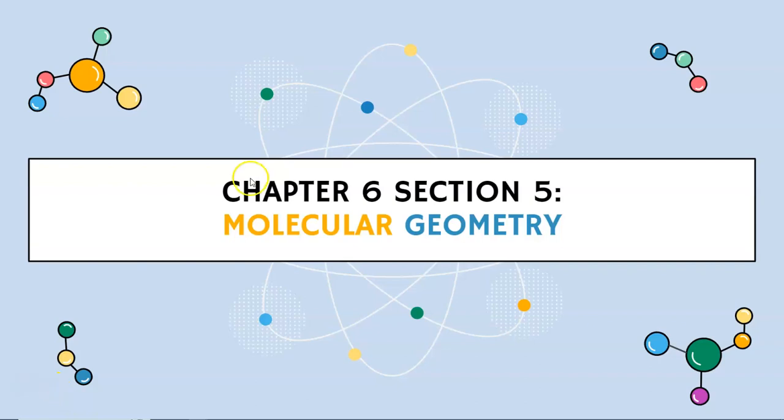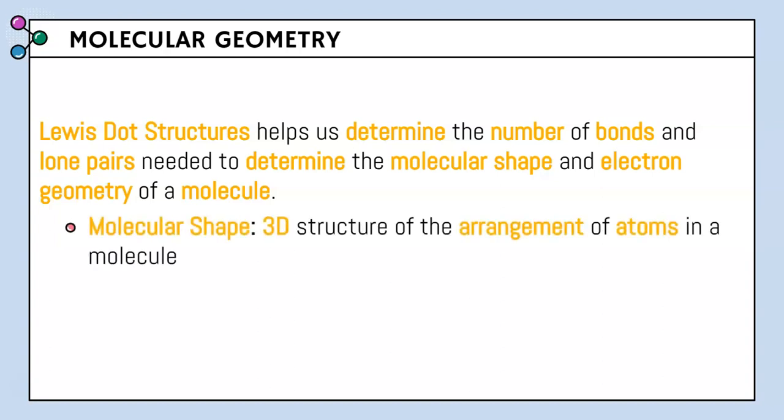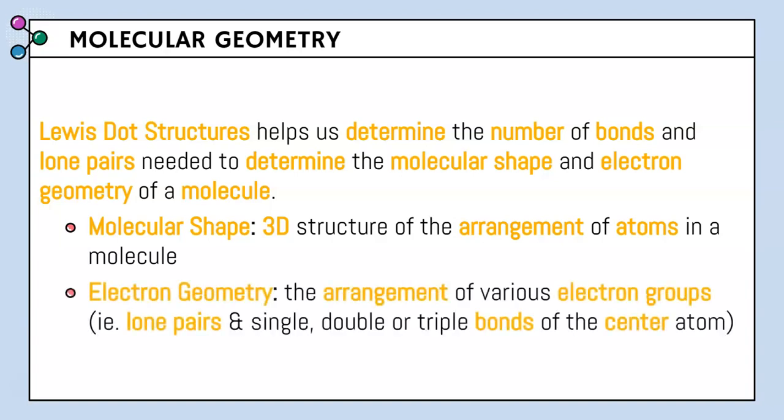Today we're going to be talking about molecular geometry. Now, Lewis dot structures help us determine the number of bonds and lone pairs needed to determine the molecular shape and electron geometry of a molecule. The molecular shape is a 3D structure of the arrangement of atoms in a molecule, and the electron geometry is the arrangement of various electron groups.